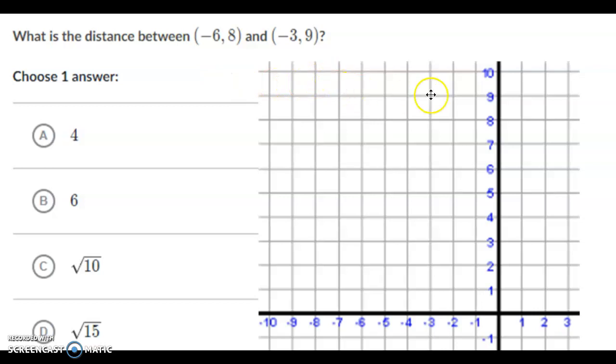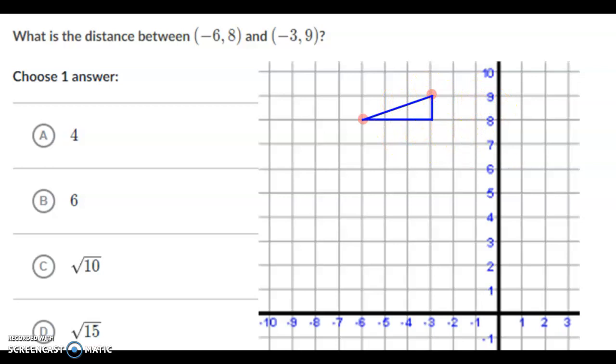So first, to get the idea of what's going on here, let's draw this triangle at -6, 8 and -3, 9. If we were to have graph paper, this would be at -6, 8, and -3, 9. There's the distance they're wanting, and here is our right triangle. So let's take a look at how we're going to do this without this graph and without drawing this triangle.